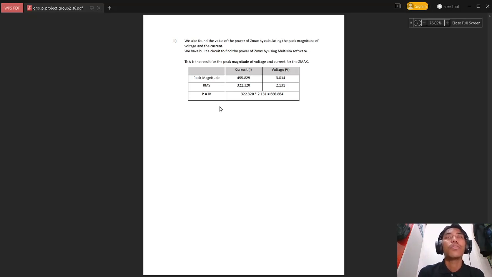The peak magnitude for current is 455.829 amperes, and for voltage is 3.014. To get the RMS value from the peak magnitude, you divide it by the square root of 2, and we get 322.32 amperes and 2.131 volts. To get the power of ZMAX, we multiply these two values, 322.32 multiplied by 2.13, and we get 686.864.